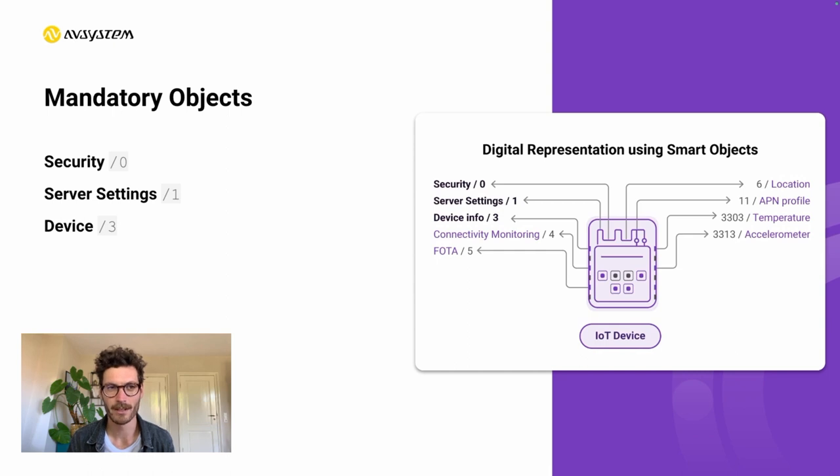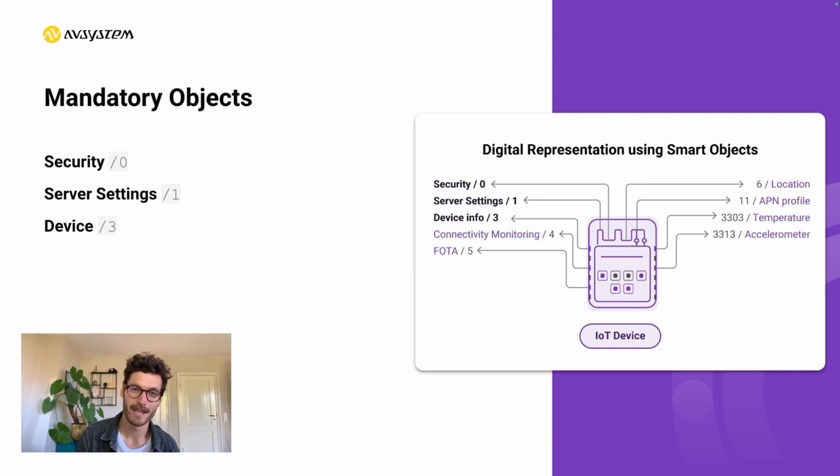So let's have another look at the image that you've seen before. For devices to connect to a LwM2M server, it's required to implement three objects known as the mandatory objects. These objects provide a baseline level of functionality that enables LwM2M servers to communicate with LwM2M clients, regardless of the specific use case or vendor. So the three objects are security, server settings, and device.